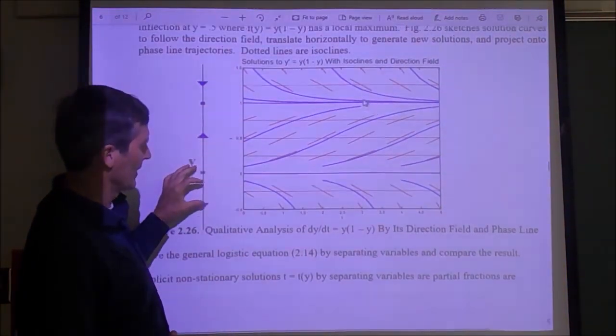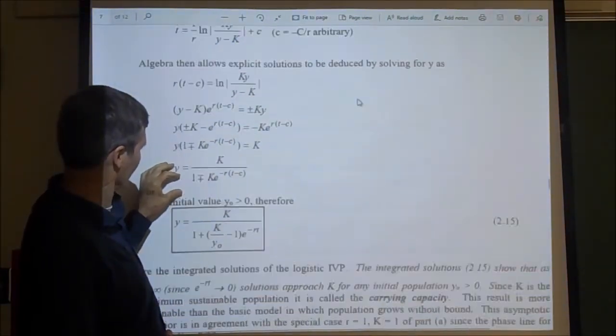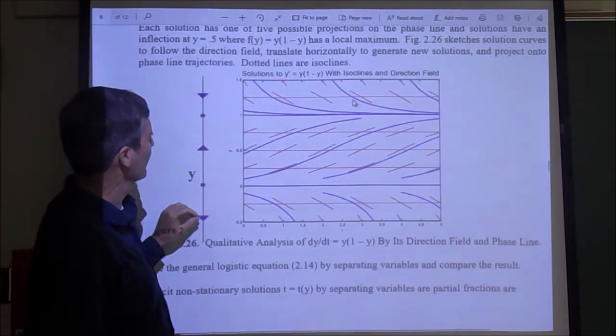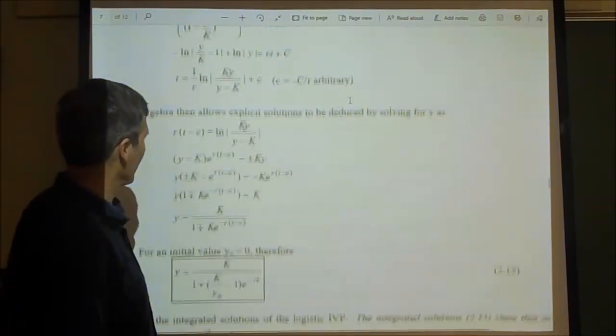You can look at the phase diagram and see that these critical points are very important. All right.